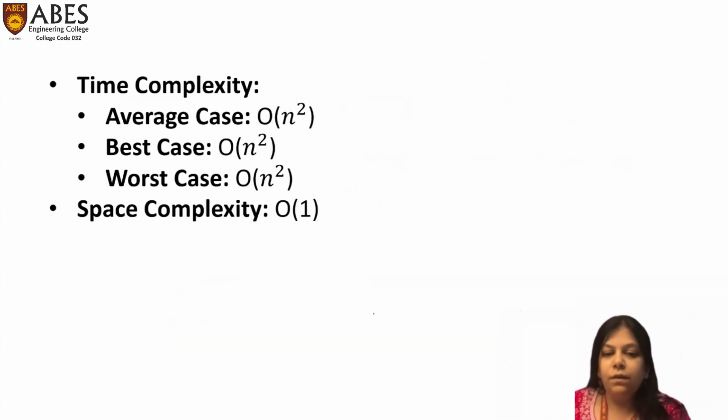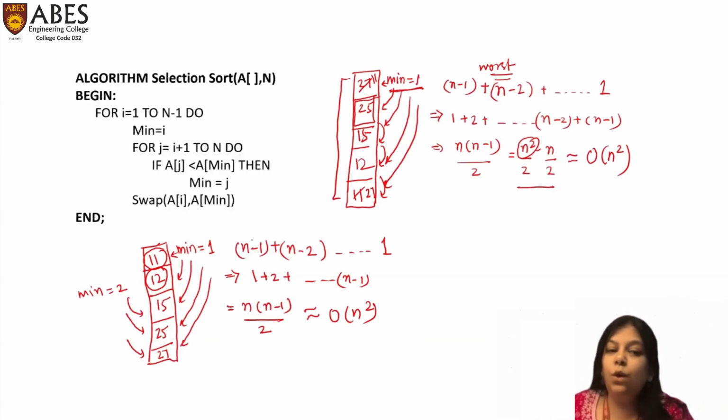So as you can see, the time complexity for the average case is O(n square), for the best case is also O(n square), and for the worst case is also O(n square). Now, let us also discuss the space complexity of the selection sort algorithm.